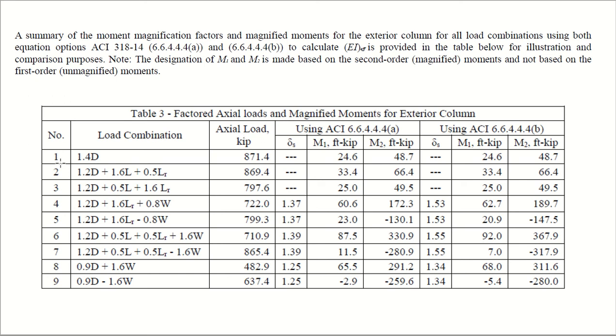So these are the load combinations. These are 9 load combinations. They are explained here. The axial load values are provided. The moment magnifier is also provided. If you are using the ACI 318 equation A, you get these magnifiers. And if you use B, you get these magnifiers. So just multiplying the magnifiers with the moments, you get different values for M1 and M2.